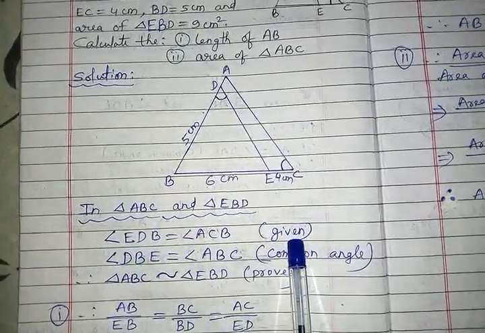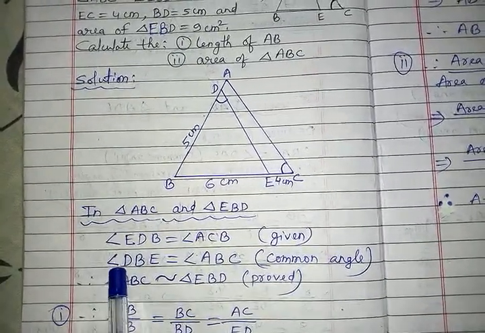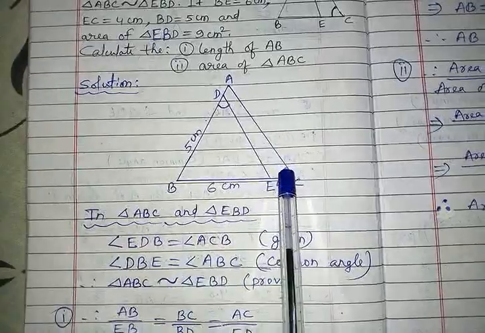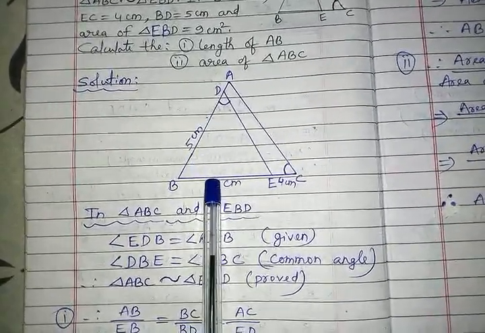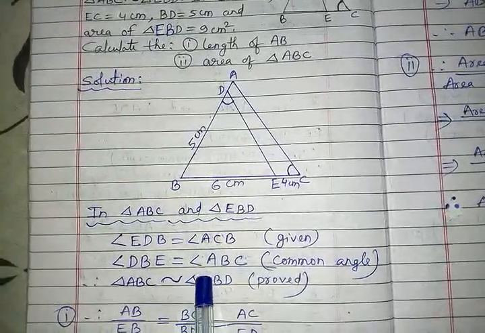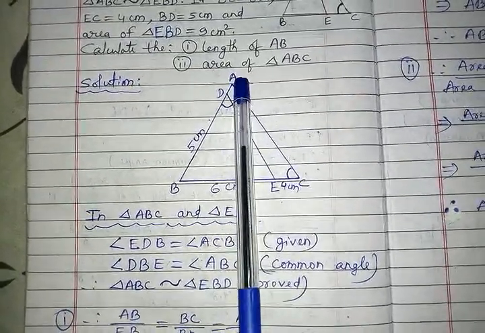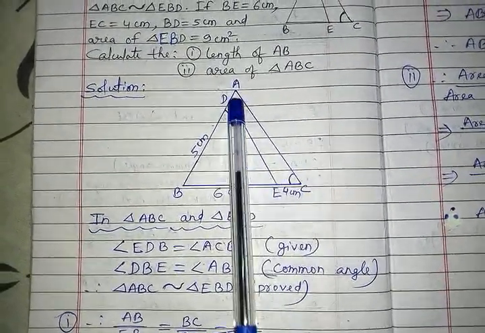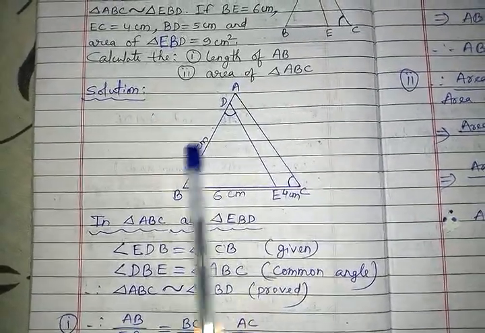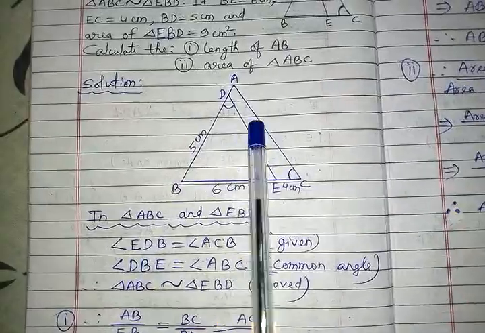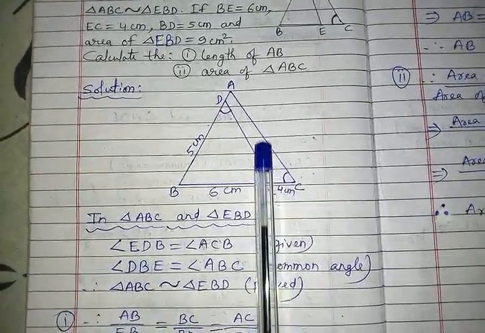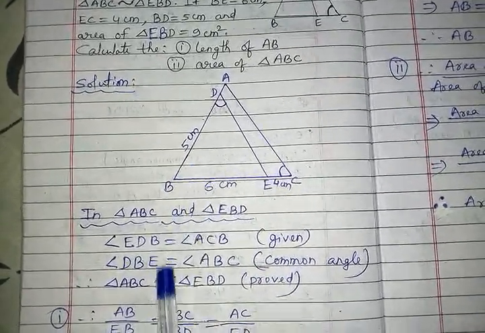So they are equal. And second one, angle DBE, speaking about this angle B, equal to angle ABC, that means DBE and ABC. That means this angle B is common in both the triangles. So very carefully you see, in both the triangles angle B is common.